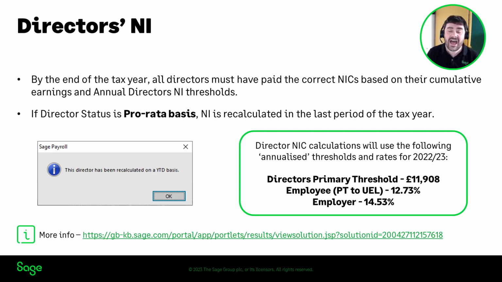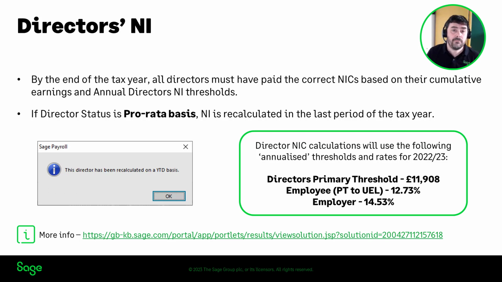Now, I'm sure you're aware there have been a number of national insurance changes throughout the current tax year. So back in July, the primary threshold was increased. And then in November, the rates for national insurance were decreased when the health and social care levy was cancelled. And because of these changes happening throughout the year, the way that the director's NI calculation is done is based on annualized thresholds and rates. So this is kind of the average thresholds and rates based on the changes that have occurred throughout the year.